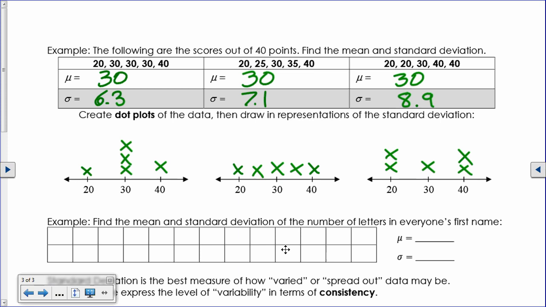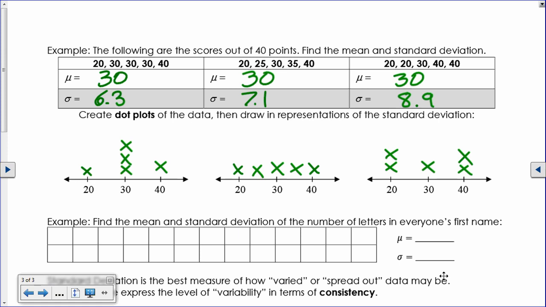This one, you only have one point near the mean, and the others are spread out, but they're not spread out too far. See how they're spread out kind of evenly? The 25 and the 35 are still relatively close to the 30. That's why this one has a slightly bigger standard deviation, but it's not as big as this one, where all the points have been thrown away from the mean.